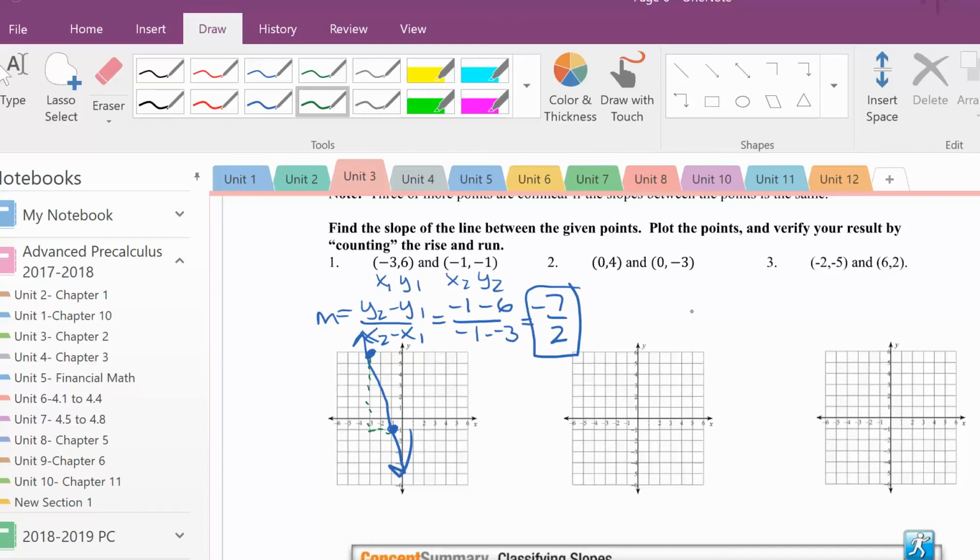So the next one, x1, y1, x2, y2. So you have negative 3 minus 4 over 0 minus 0. So it's negative 7 over 0. Whenever you have 0 in the denominator, that means it's undefined. And 0, 4 is right here. 0, negative 3 is right there. That means it's a vertical line if it's undefined.